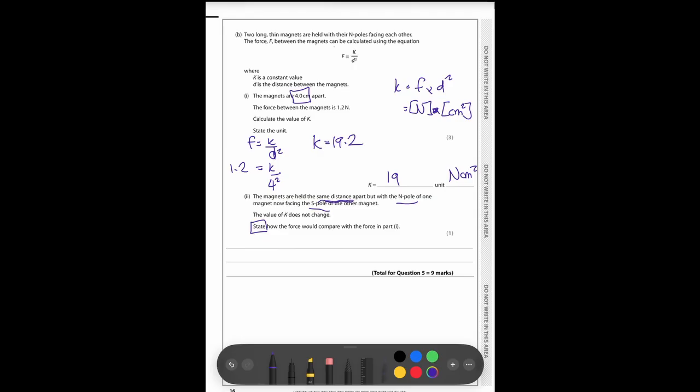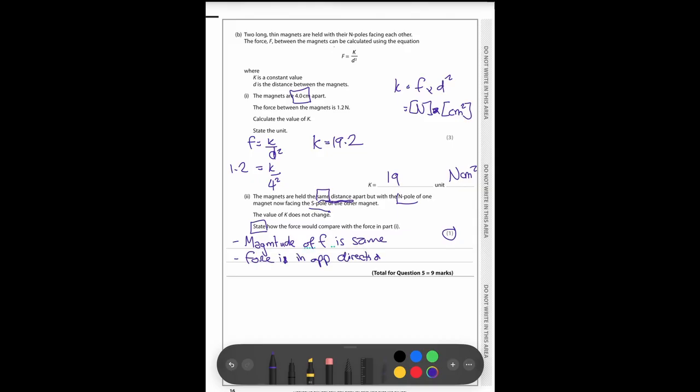Now it says state how the force is going to compare. Well, there's 2 pieces of information that they've given me. So even though it's a 1 mark question, because they said same distance, I'm suspicious about that. And they also said now it's N rather than S. So that's changed. So the same distance, what does that mean? Well, I know the magnitude of the force is going to be the same. That's why they've bothered telling me about the same distance. And why have they told me that it's swapped from north to south? Well, it must be because now the force is in the opposite direction.